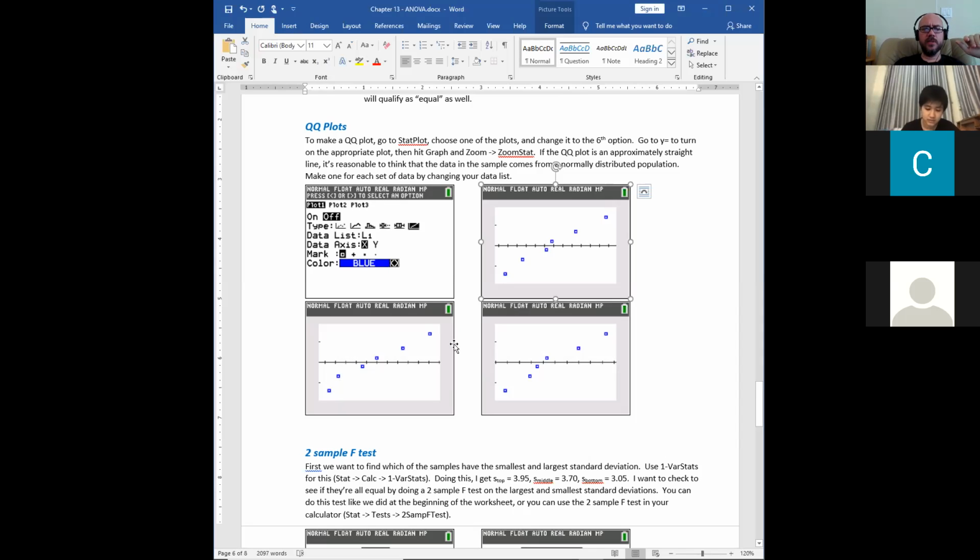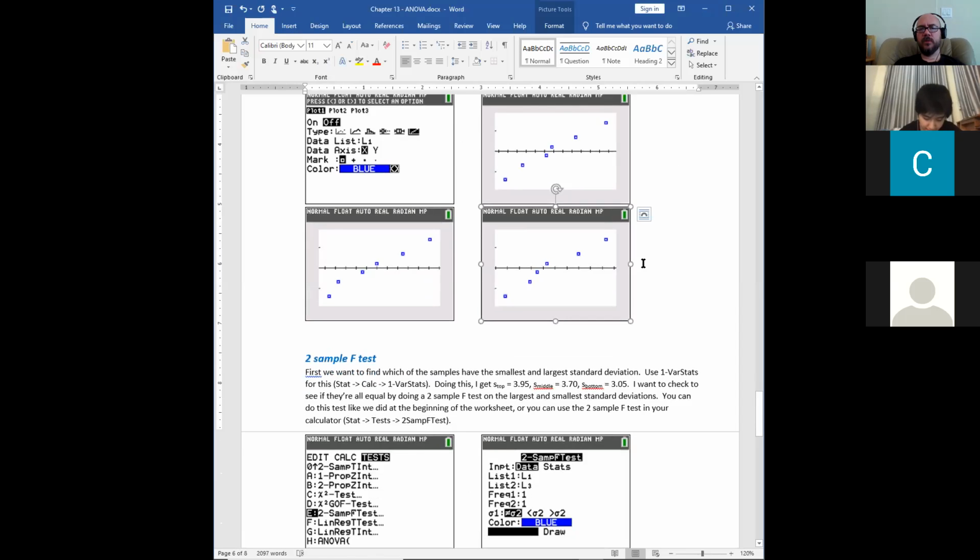Right, and then you do the same thing for L2. If you just go to stat plot and change the data list to L2, and then graph and zoom stat again, you get this. And same thing for L3. And if you do that, it's reasonable. These are all quite straight as QQ plots go, and so it's reasonable to think that all the populations are normally distributed. That's the way you can check to see if the populations are plausibly normal.